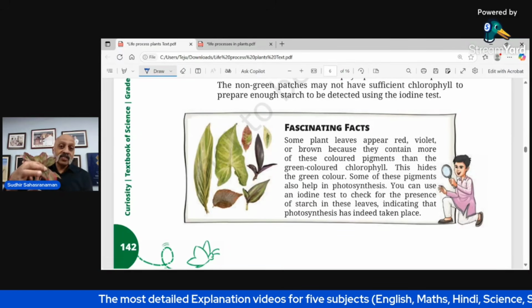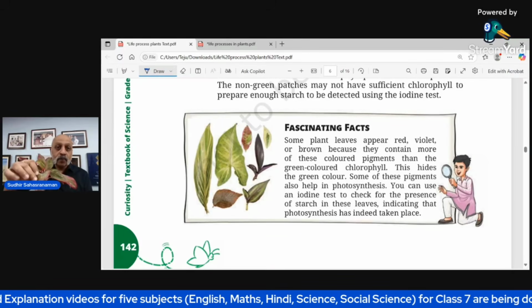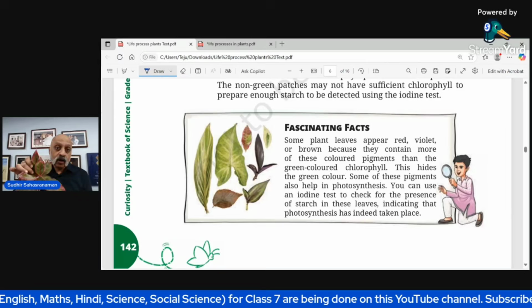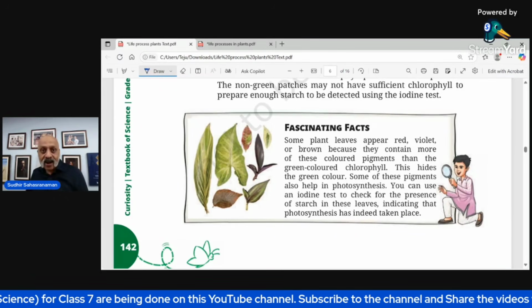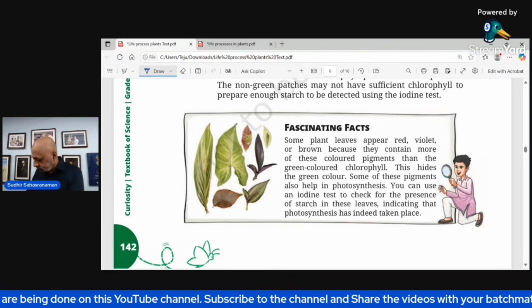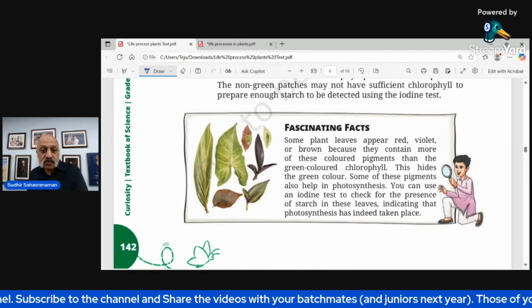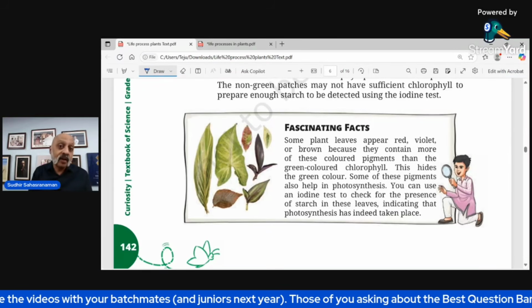The middle portion is green in color, but the outer part of the leaf, the outer periphery of the leaf, you see the periphery of the leaf is all red or maroonish red in color. Okay, so how is that? How is it that it is like that? So that's because these leaves contain more of these colored pigment than the green color chlorophyll.